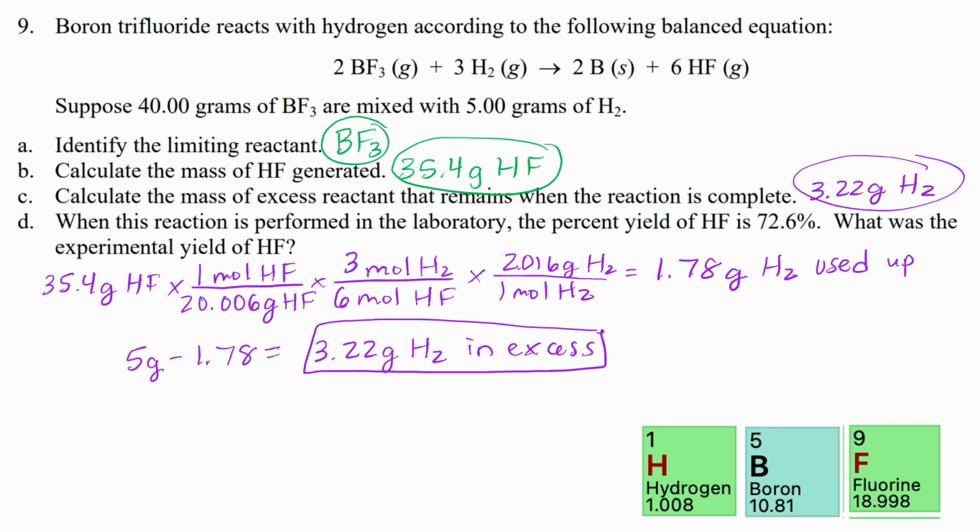All right, and then the final part for number 9 is part D. When this reaction is performed in the laboratory, the percent yield of HF is 72.6%. What was the experimental yield of HF? So remember we talked about earlier in the video, percent yield is A over T times 100. This question is kind of worded a little tricky. It's saying we already know our percent yield. Our percent yield is 72.6%.